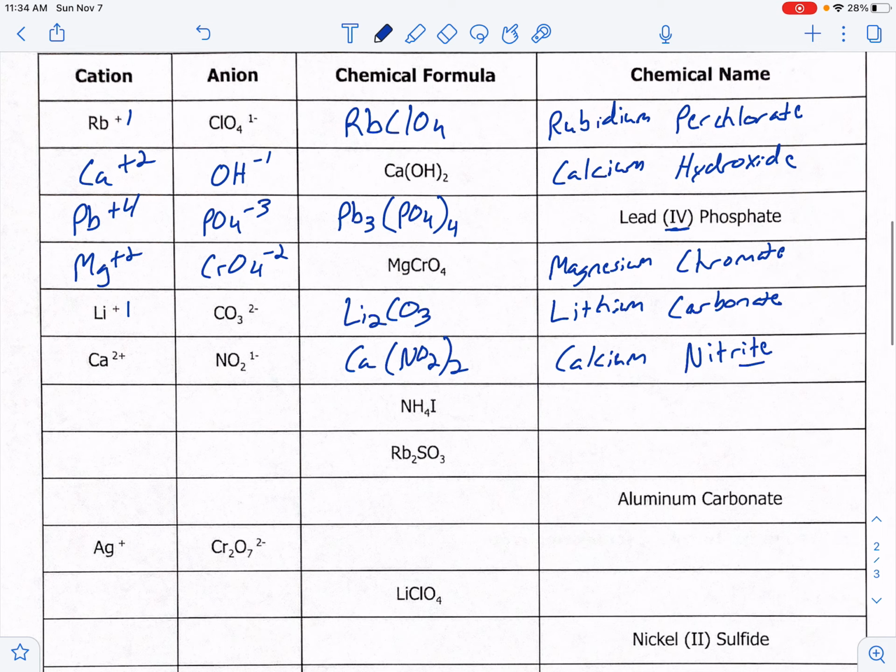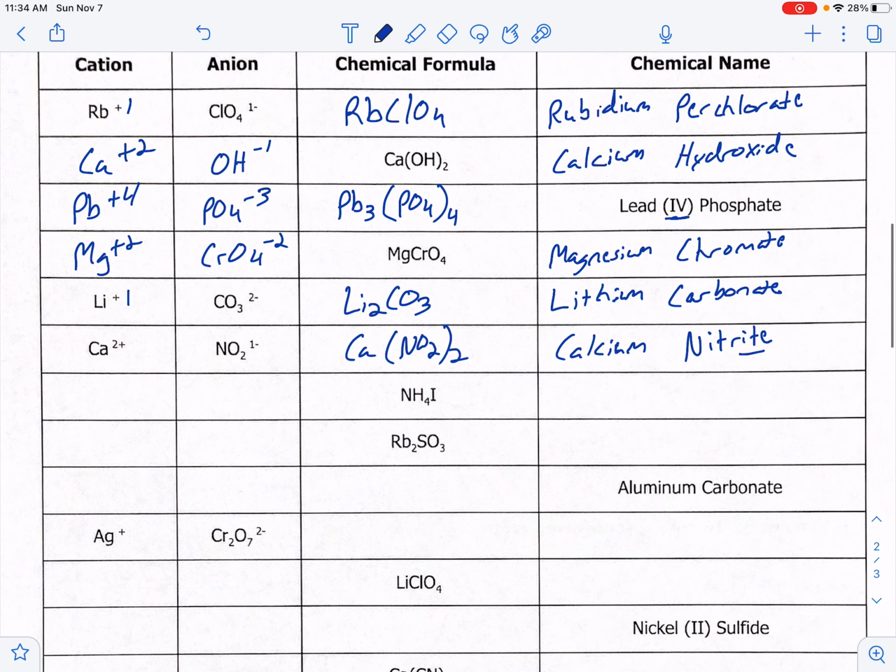Okay, so next one, I have NH4 and then an I. NH4 is actually a polyatomic. If you look on your polyatomic list, that is called ammonium. So that is NH4 with a +1 charge. And then iodine is in group 7A, so that's going to be I with a -1 charge. Now when I want to write out my name, it is simply ammonium iodide.